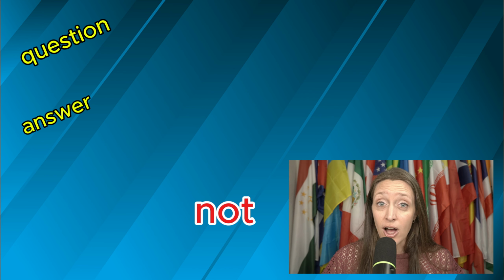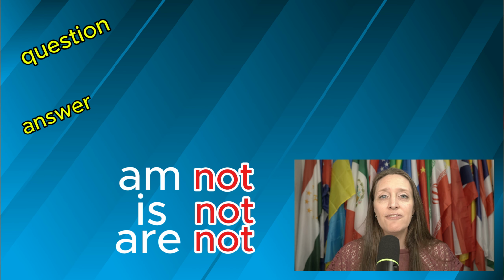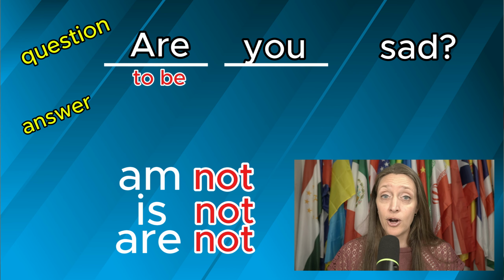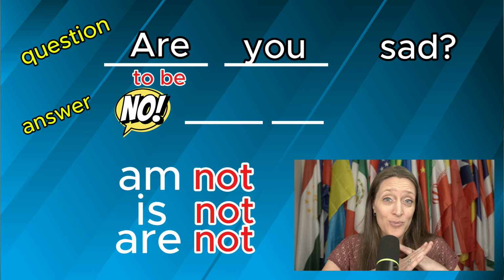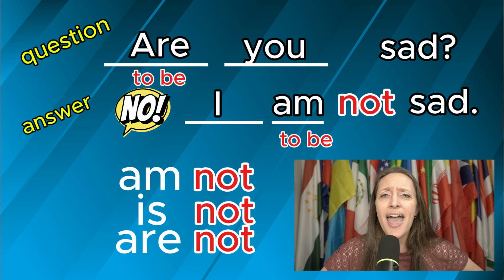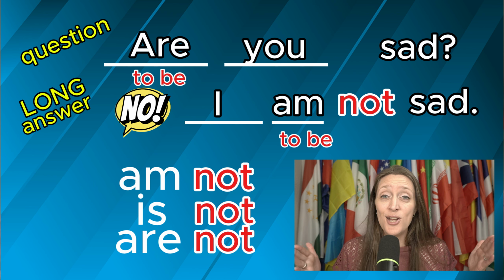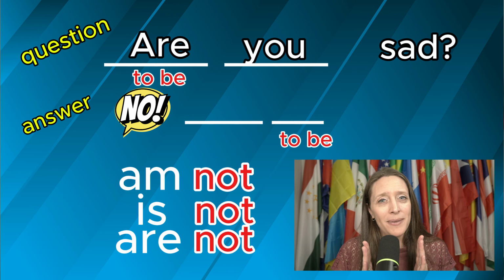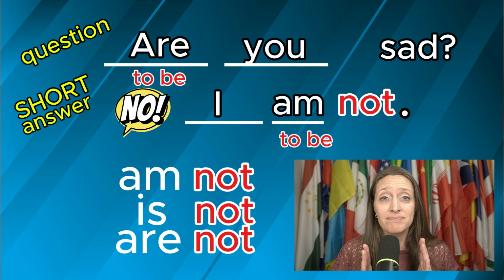Use the word not after the verb to be to make a negative sentence with the verb to be. If I ask you a question, are you sad? And your answer is no. No, I am not sad. That's the long answer. But you can also make a short answer. No, I am not. No, I'm not.